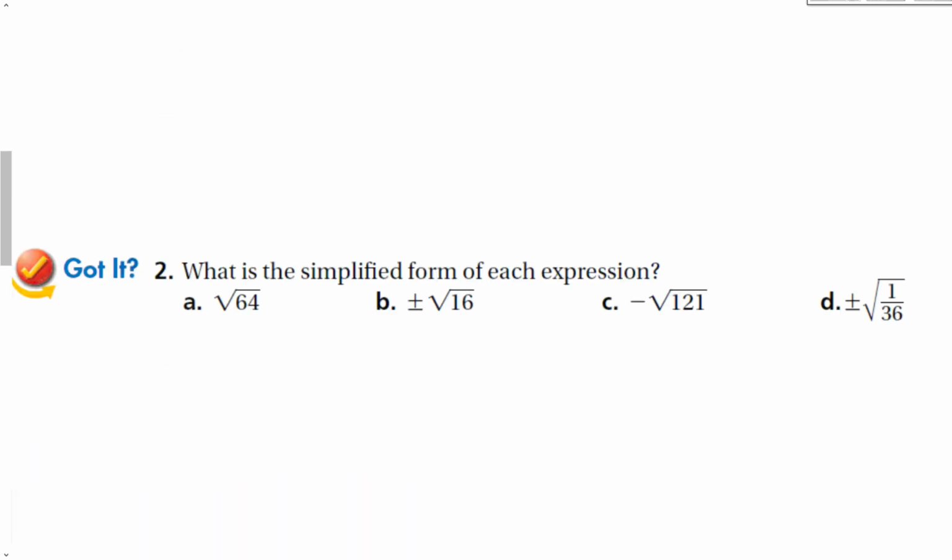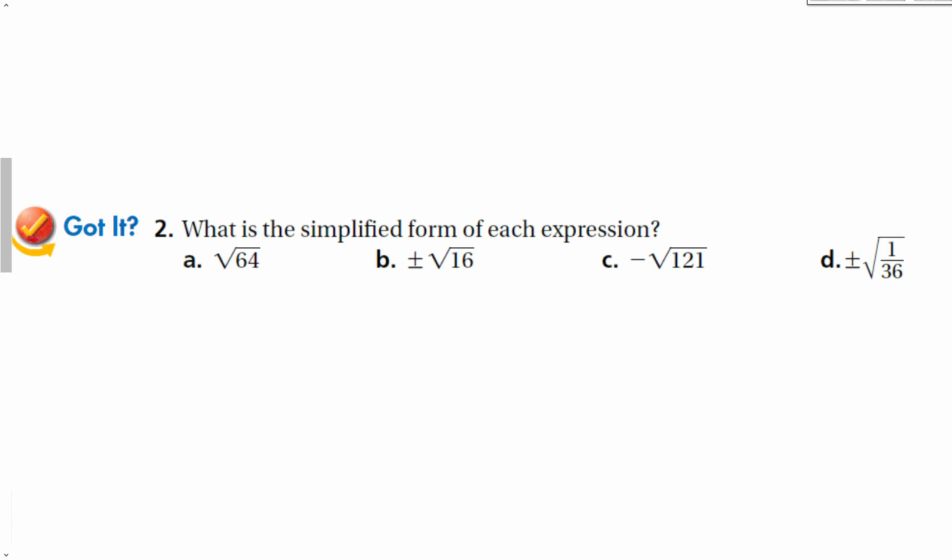Couple got it problems. Okay. Square root of 64 is going to be 8. Positive, because there is no plus or minus in front. Plus or minus square root of 16 is going to be plus or minus 4. Negative square root of 121 is going to be negative 11. And then plus or minus square root of 1 is 1. Square root of 36 is 6. So that turns into plus or minus 1/6.